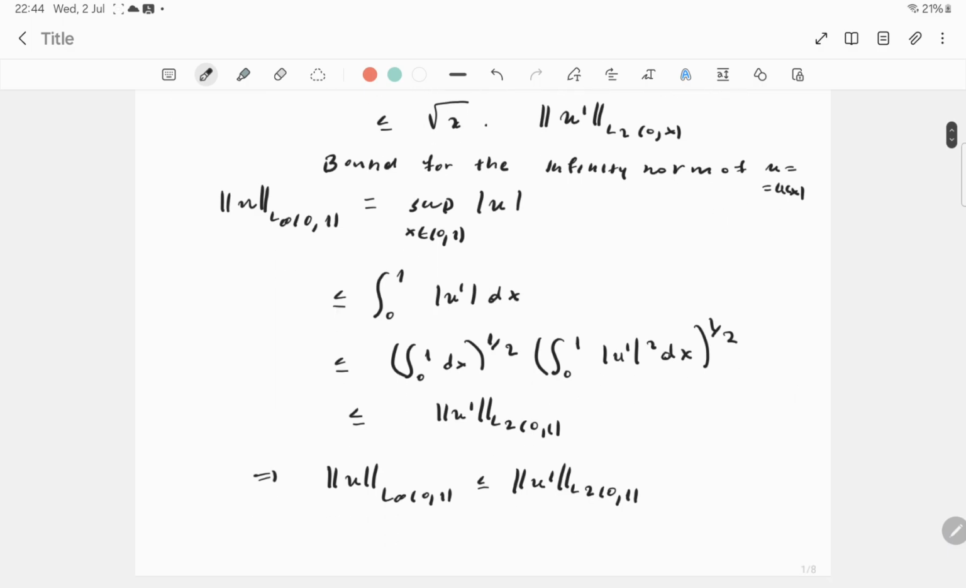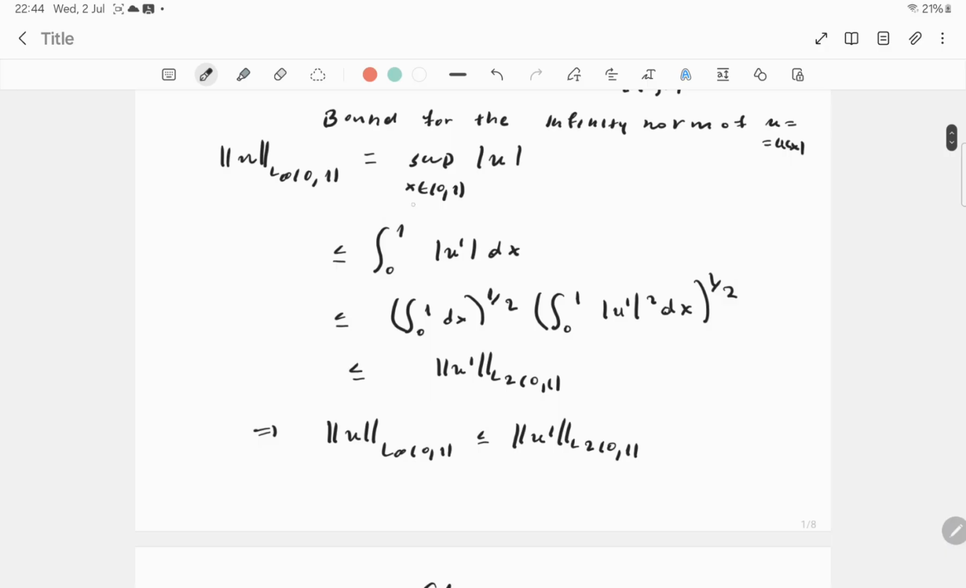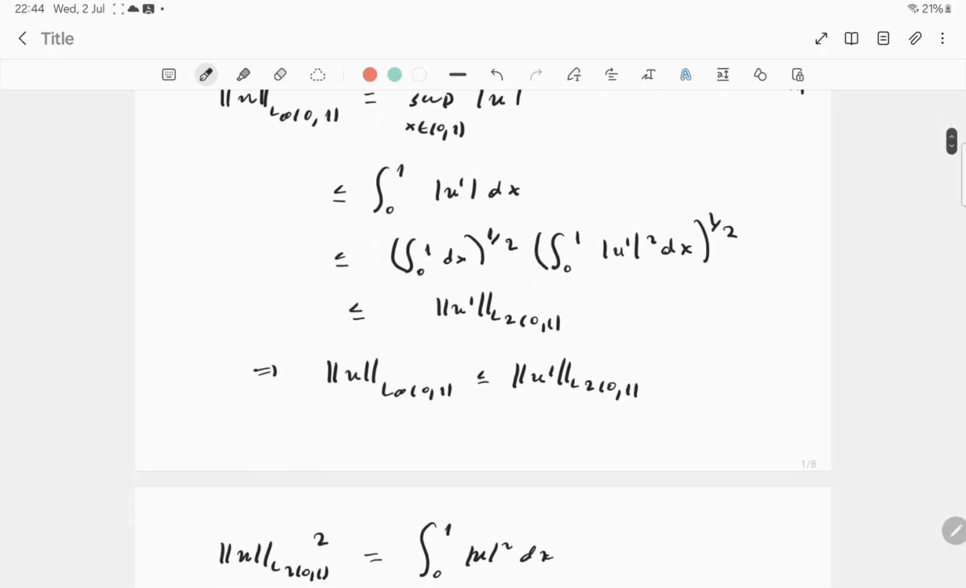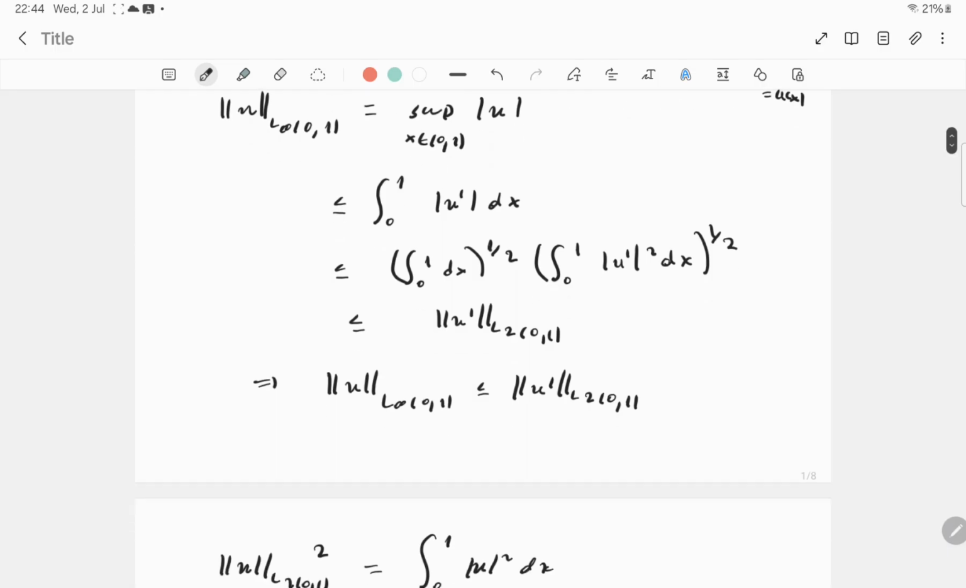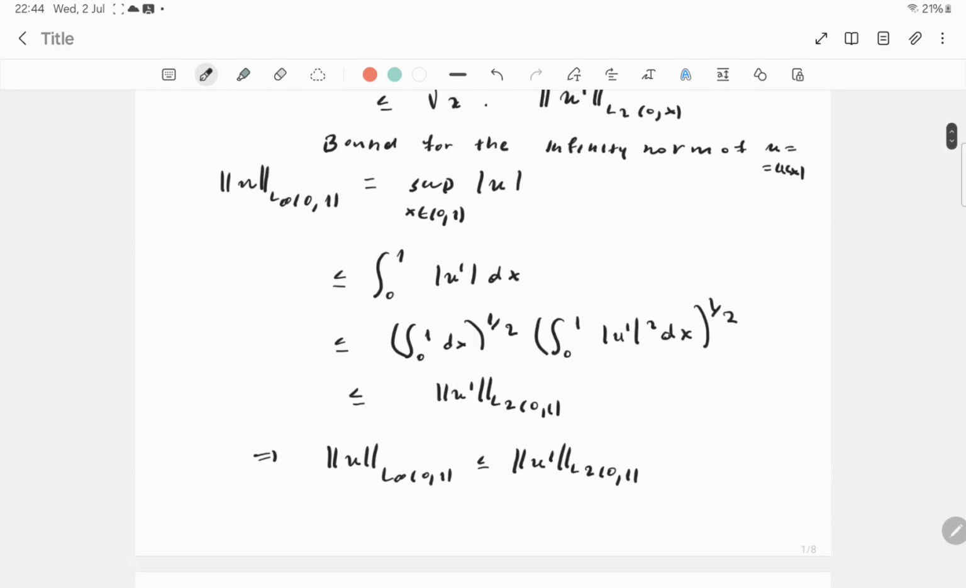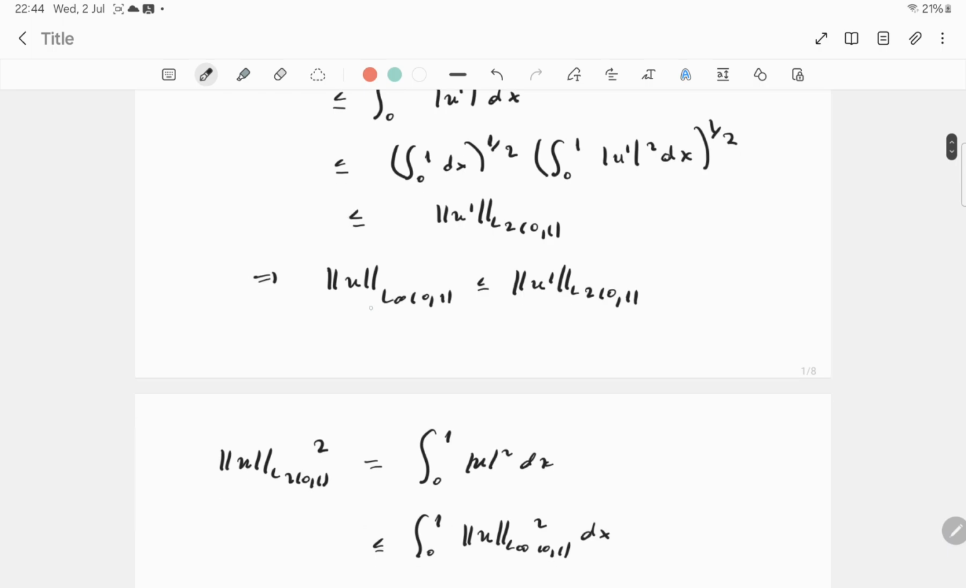Then we work out the bound for the infinity norm. So the infinity norm is the supremum of the absolute value of the function in the interval 0, 1. Then I know that this is bounded by the L1 norm of the derivative of the function. I can obtain this bound, and then I can obtain this bound using the Cauchy-Schwarz inequality. So I have that the L infinity norm is bounded by the norm of the derivative of the function.